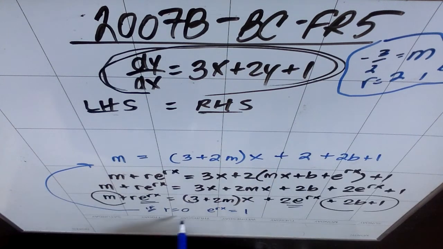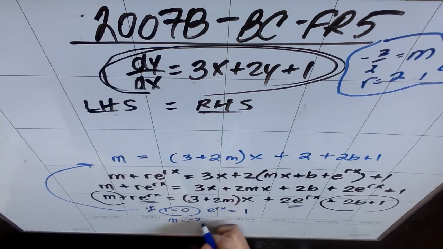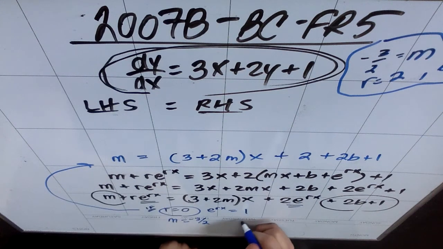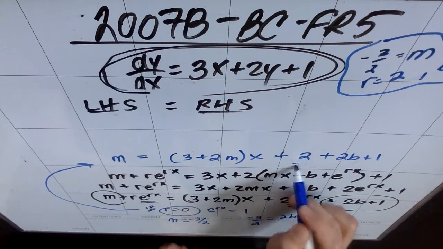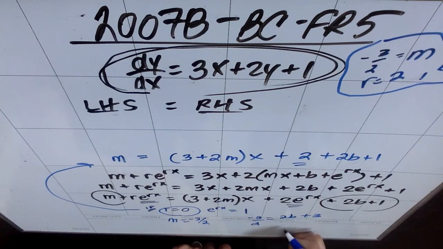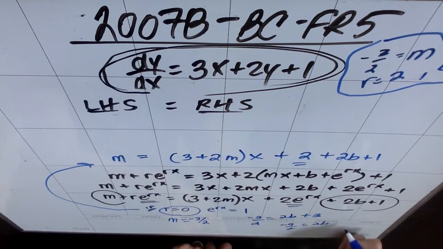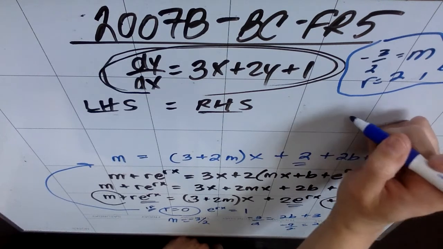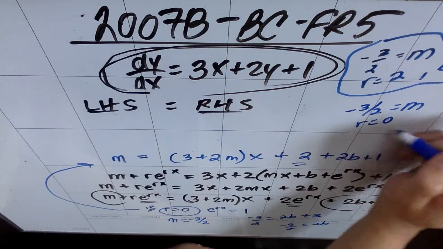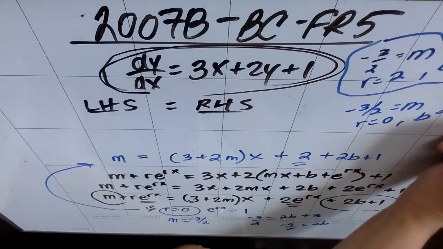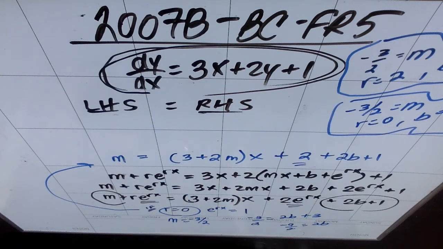And then if r were 0, we'd actually get the same m. M would still be negative 3/2 because there's still no x on this side. But if r were 0, we'd now get that negative 3/2 equals a 2b plus 3 because now this is a constant. And so we end up solving and getting negative 9/2 equals 2b. So b would be negative 9/4. So the two possibilities are that m is negative 3/2 either way, but if r is 0, it would change b to negative 9/4. So there are actually two possibilities for this, right?